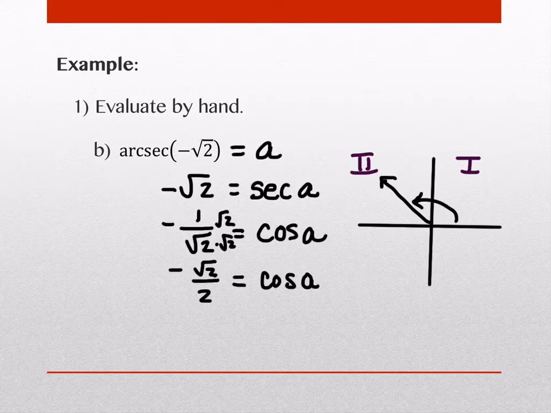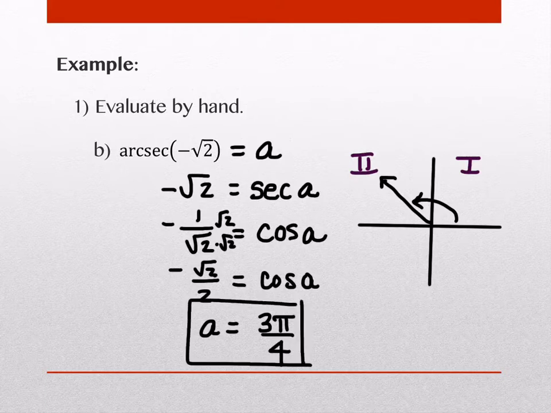But in quadrant 2, what is that angle? Somebody said it. 135, which in radians is 3 pi over 2, right? I'm sorry, 3 pi over 4 is what I meant to say, not 2. 3 pi over 4. Talking too fast. 3 pi over 4. It's the 135-degree angle.